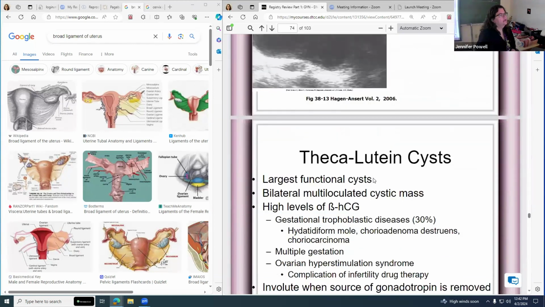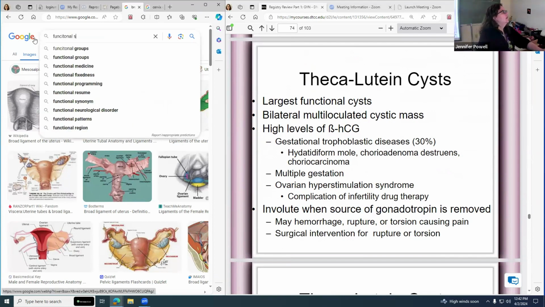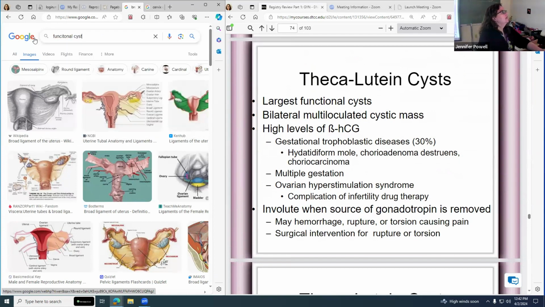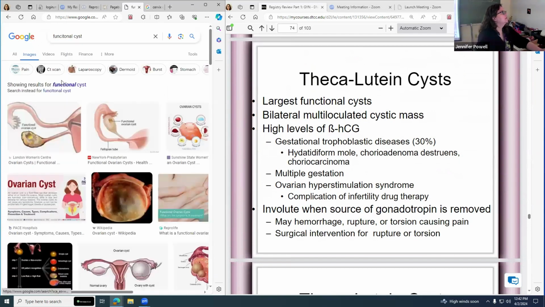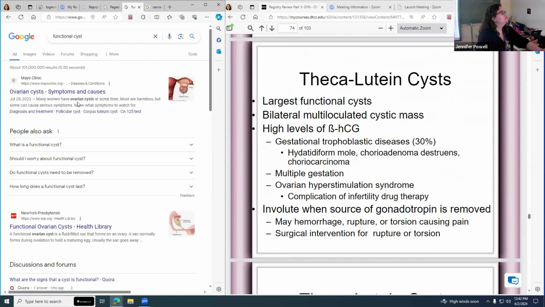Okay. Theca lutein cysts are the largest functional cysts. What's a functional cyst? Anybody know? I believe. Yeah. So a functional cyst.